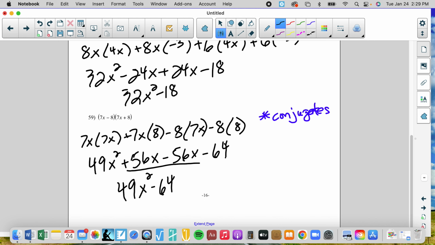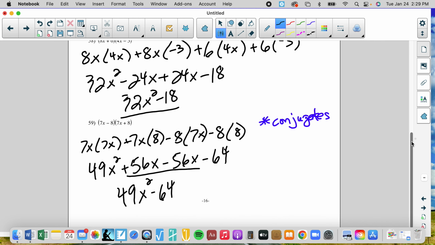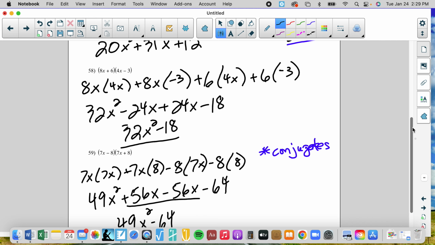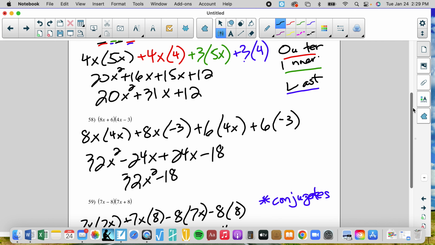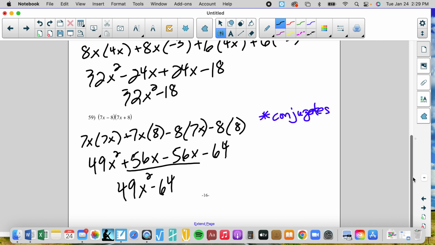When you have conjugates, you notice that 49 and 64 are perfect squares. That didn't happen here. Notice that didn't happen, even though the inside and outside canceled, but they did not produce perfect squares. Reason being, these were not conjugates. These were not opposite of each other. So only when we have conjugates do you produce perfect squares, because you're multiplying identical firsts and identical lasts.